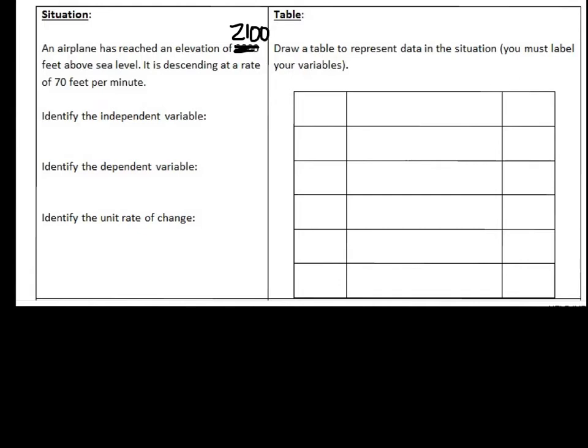So, an airplane has reached an elevation of 2,100 feet above sea level. It is descending. That means it's going down at a rate of 70 feet per minute. 70 feet per minute is the unit rate of change. So for every 1 minute, it goes down 70 feet. So I'm going to write down 70 feet per 1 minute. That is our unit rate of change.